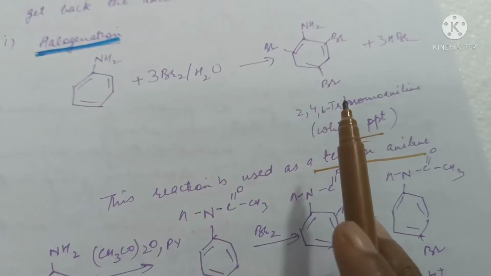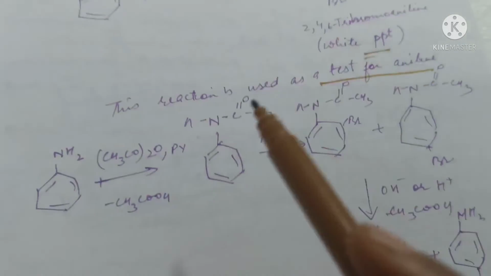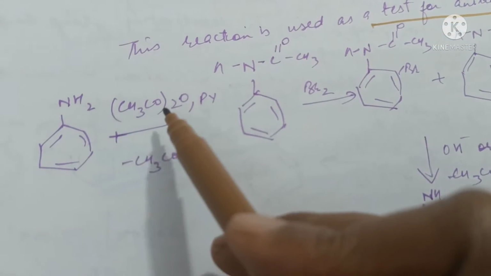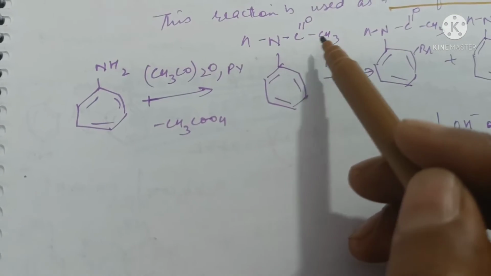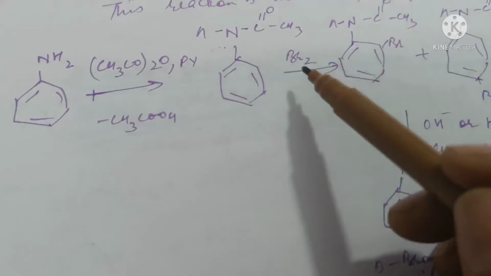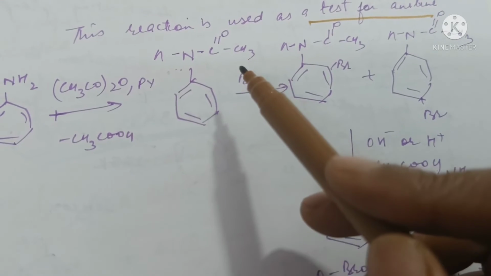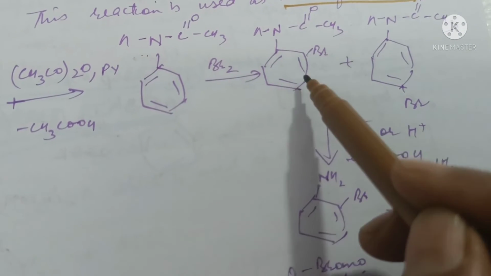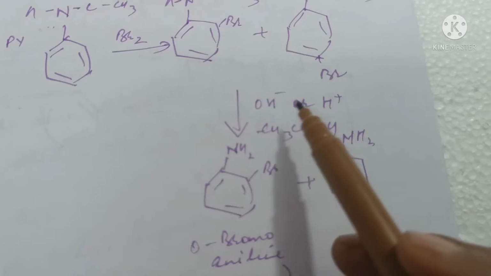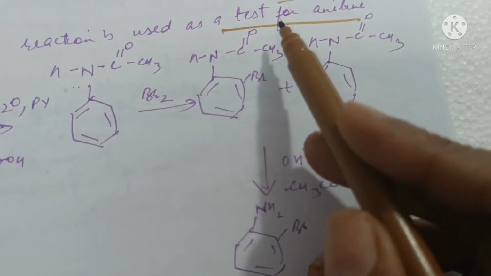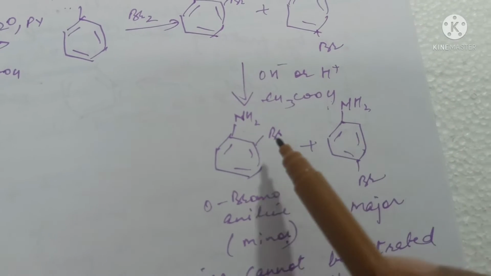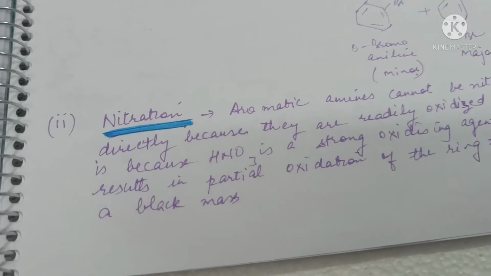If we want to reduce the substitution to the mono substitution stage, we will decrease the activity of the amine group by reacting it with acetic anhydride. The acetyl group attaches to the nitrogen atom, thereby decreasing the reactivity. So when bromine is added under such conditions, bromine is attached only at the ortho or para position. Later on, we can remove this acetyl group by alkaline or acid hydrolysis. The COCH3 group goes away as acetic acid and ortho and para bromoanilines are formed.